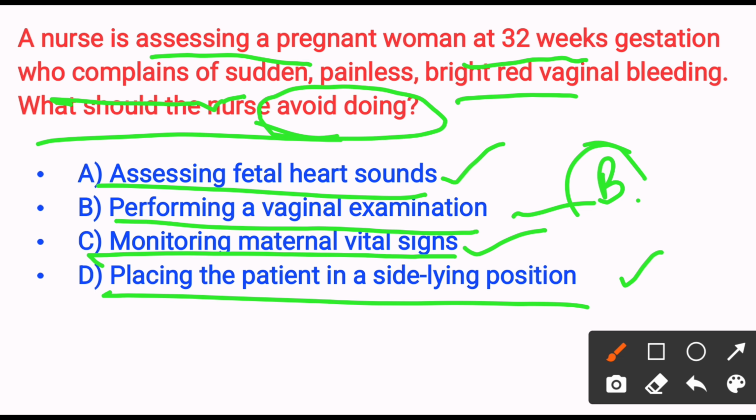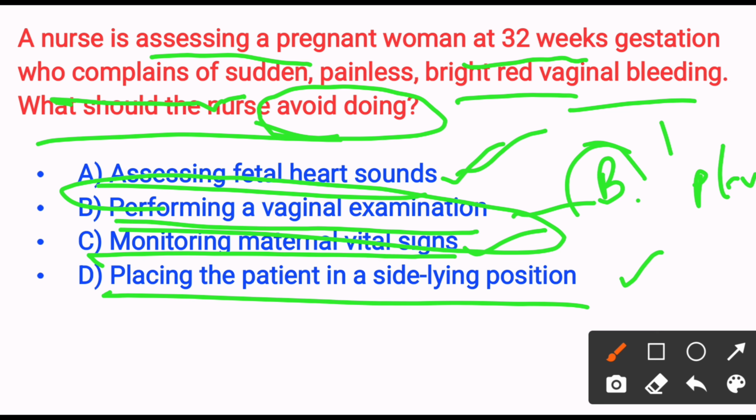They asked what to avoid, so except performing a vaginal examination, we have to do everything. Assessing the fetal heart sound is the most important thing during this condition. This condition is the placenta previa. The feature of placenta previa is sudden painless vaginal bleeding. So the answer will be option B.